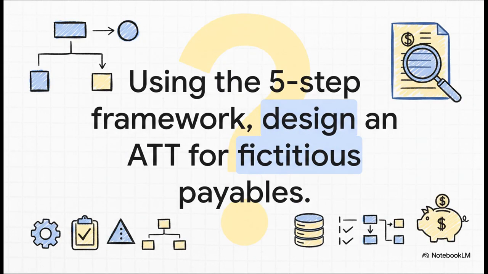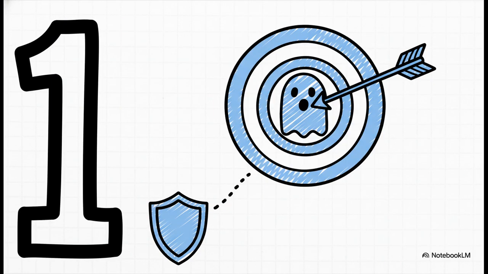Okay, look at the question. The key task word here is design. That's a signal. It means we have to create a super specific practical audit test. So what do we do? We pull out our 5-step framework. Step 1, the objective. You can't just say, we're going to look for fraud.